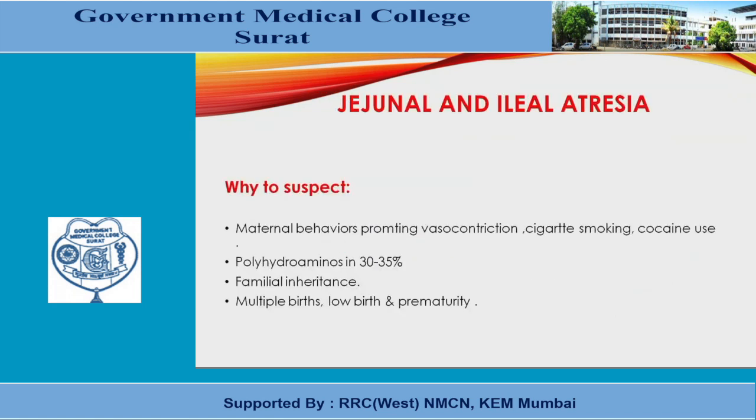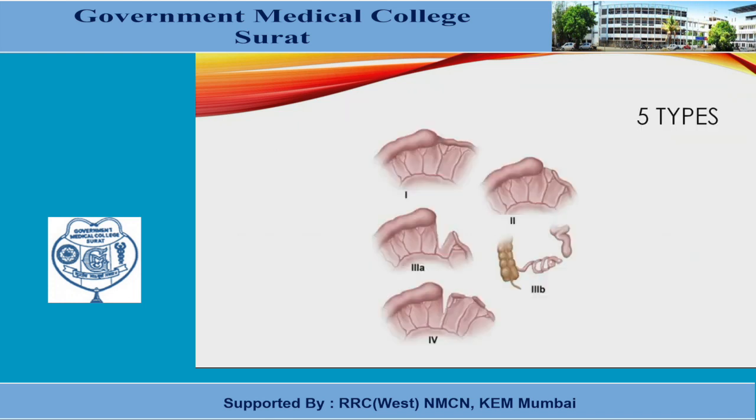In jejunal and ileal atresia, why to suspect: maternal behaviors which promote vasoconstriction, like cigarette smoking and cocaine use. In jejunal ileal atresia also there is a history of polyhydramnios in 30 to 35%. There is a history of familial inheritance. Multiple births, low birth weight and prematurity are usually associated. There are also different types, in the jejunal ileal part of the intestine, with an atretic part with web formation.